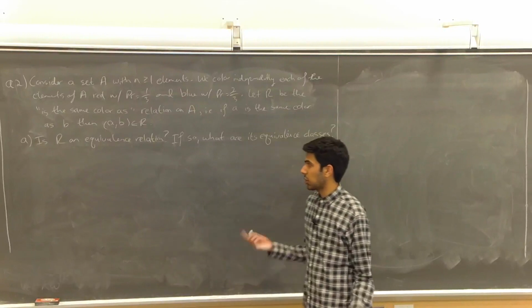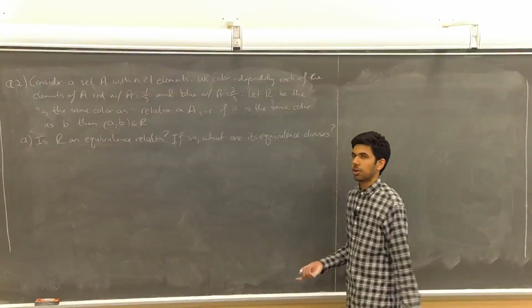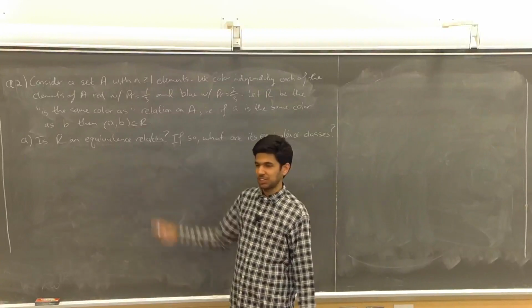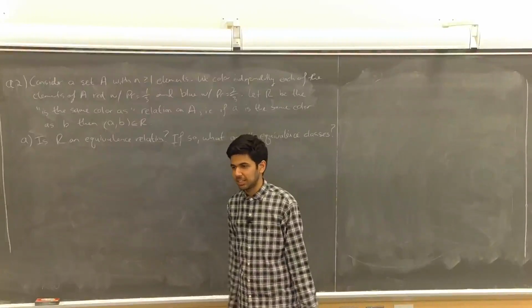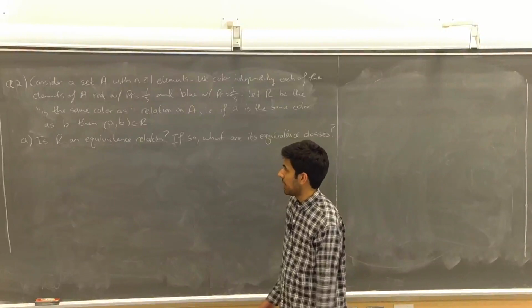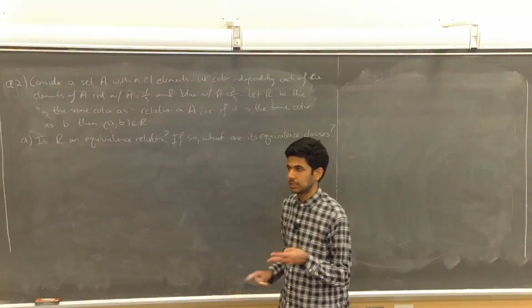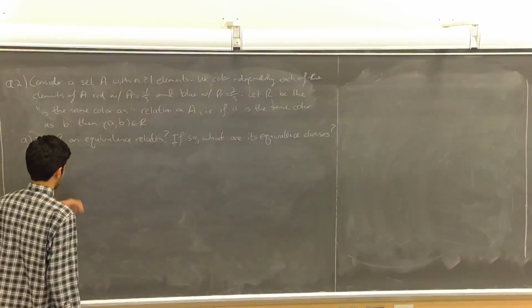And we're asked, is R an equivalence relation? If so, what are its equivalence classes? So how do we prove something is an equivalence relation? We've discussed this a couple of times throughout today's session, and we just need to show the three properties: reflexivity, symmetry, transitivity. So let's do that.